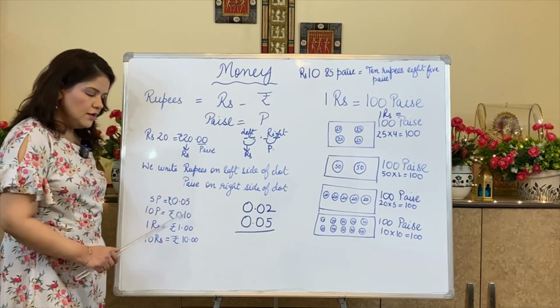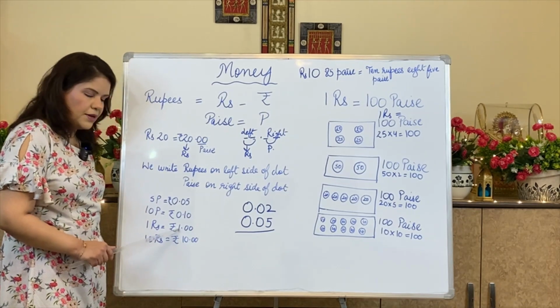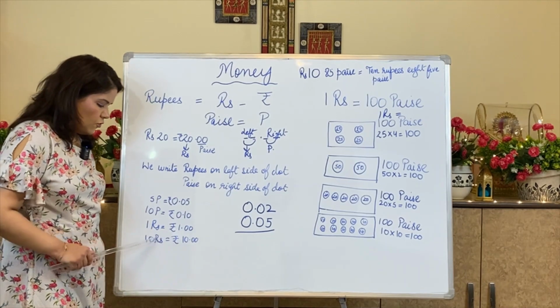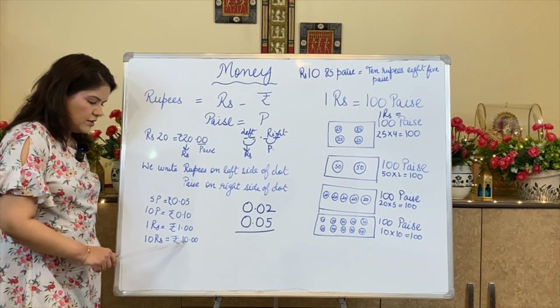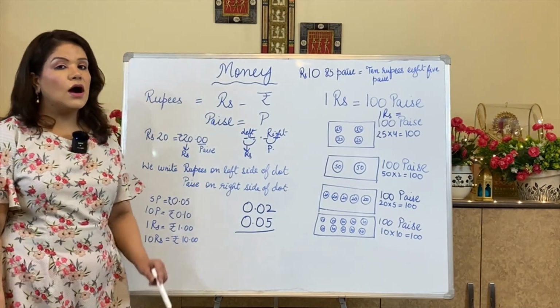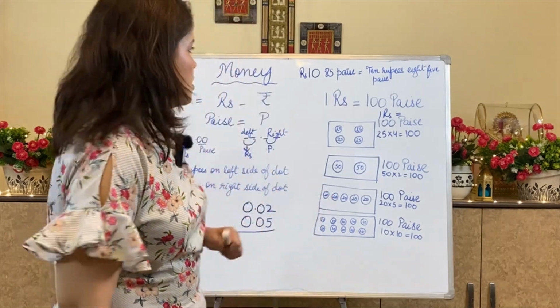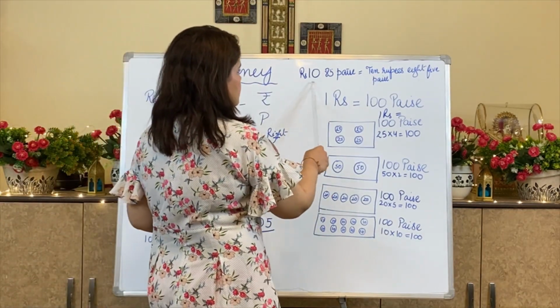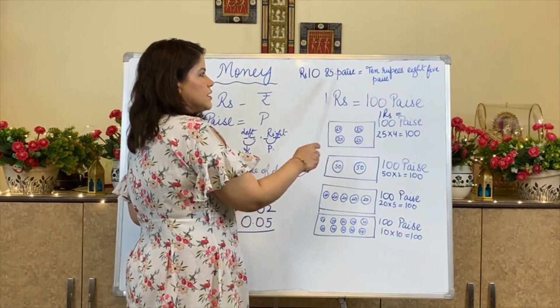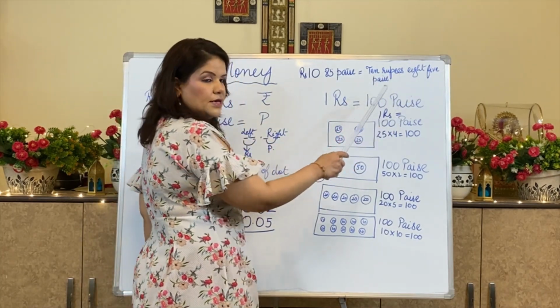For 1 rupee, paisas will be written 0. Only we will fill the place of rupees. For 10 rupees, again we are filling the place of rupees only. Paisas will remain 0. Now how to express this I have explained to you in words. If I have to write this in words, I will be writing their spellings: 10 rupees 85 paise.